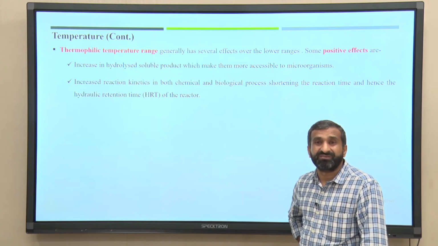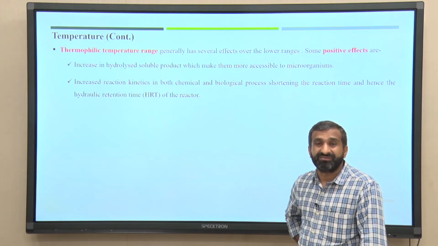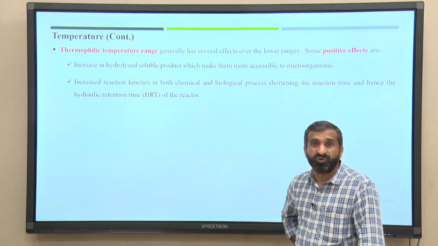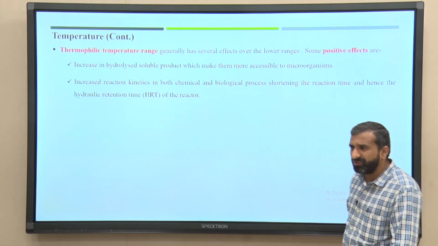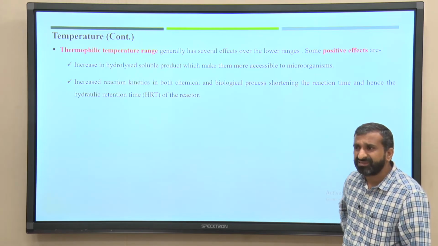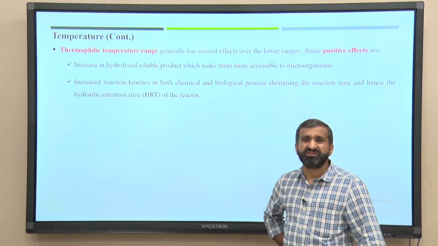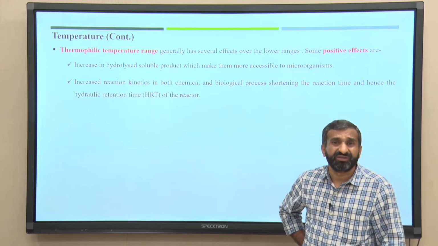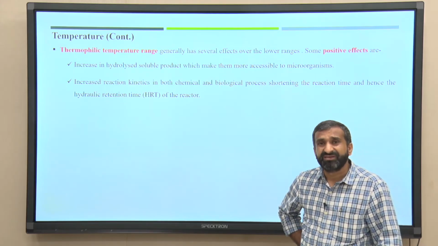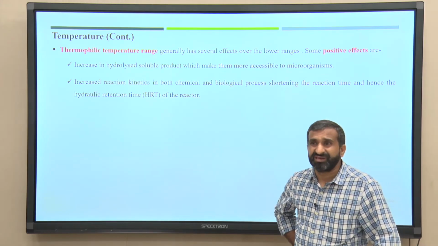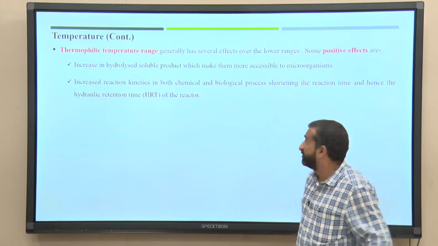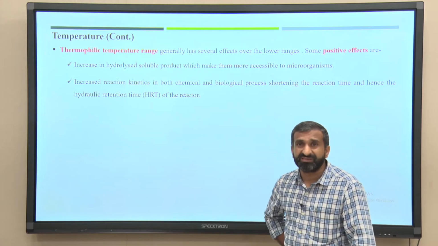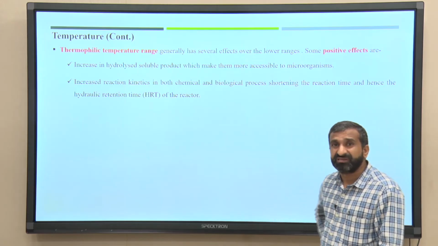Suppose the HRT or hydraulic retention time is long; normally in commercial reactors we find an HRT of 25 to 30 days, meaning you will require a very large reactor for a low quantity of organic feed. So, as engineers I think we need to work more on reducing the HRT. So, this is also a good idea if you increase the temperature in the reactor.